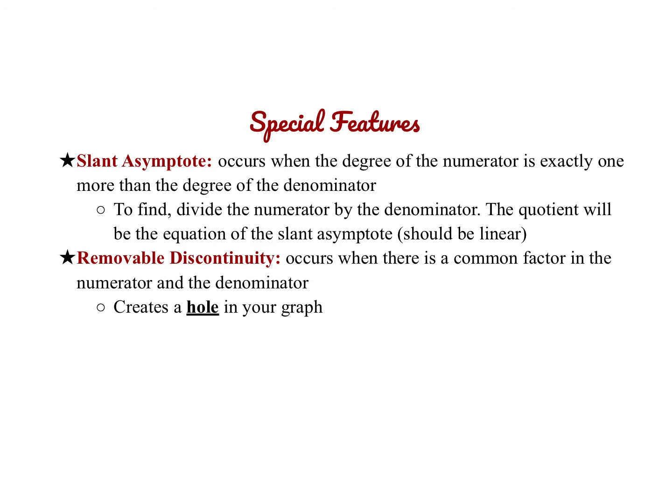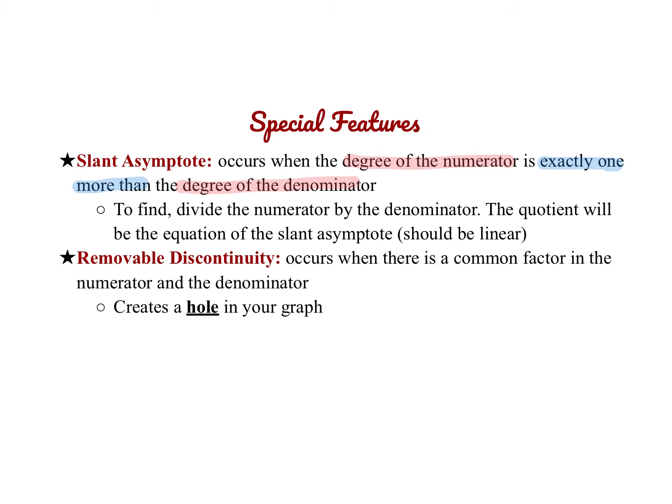So, a couple of special features of rational functions that we're going to learn about today. That slant asymptote that I alluded to in the last slide occurs when the degree in the numerator is exactly 1 more than the degree in the denominator. When we know this is occurring, you have to know to look for it. We're going to find the equation of our slant asymptote. All you do is divide the numerator by the denominator, so you could do a little long division. The quotient of that division will be the equation of our slant asymptote. So we're going to ignore any remainder. We just look for the quotient. And this should always be a linear equation.